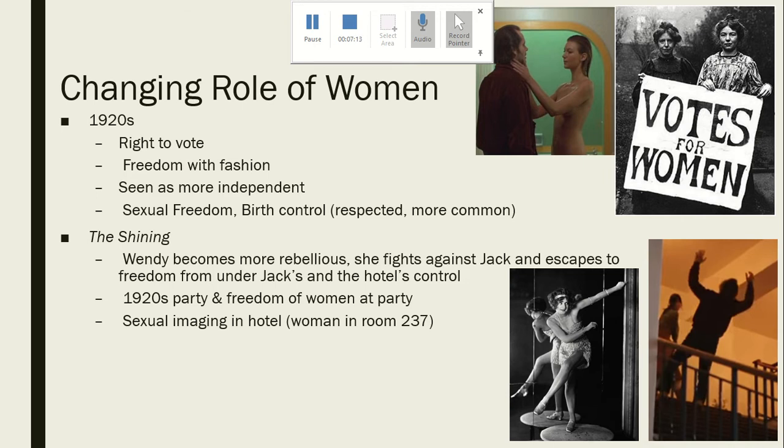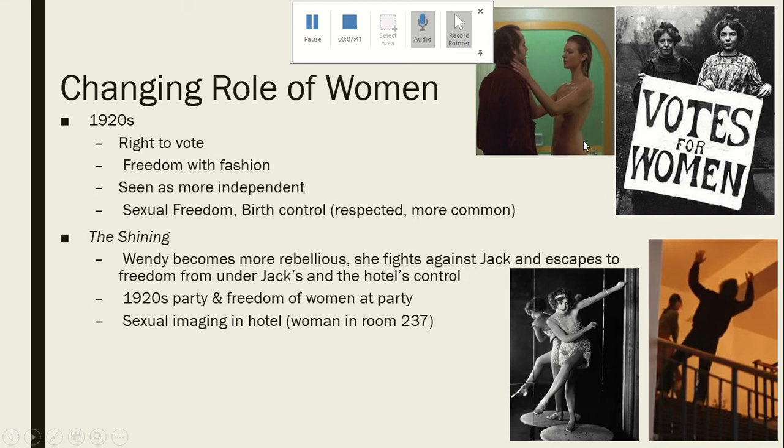And the party represents the freedom of women in the 1920s. The party in the gold room I'm referring to. The party represents the freedom of women. They were allowed to go out, drink, dance, party without a man, and they didn't need an escort. And there were also sexual images throughout the hotel, mainly the woman in room 237, that kind of suggests the sexual freedom of the time for women, as shown by the nude woman in room 237, which is pictured here.